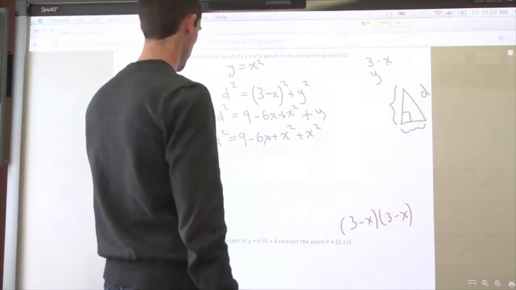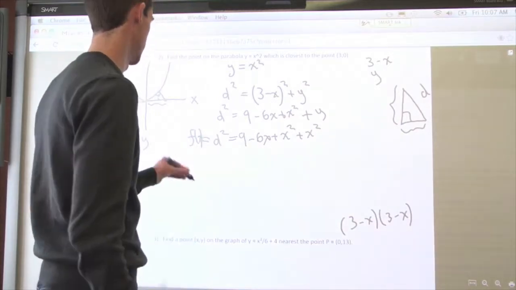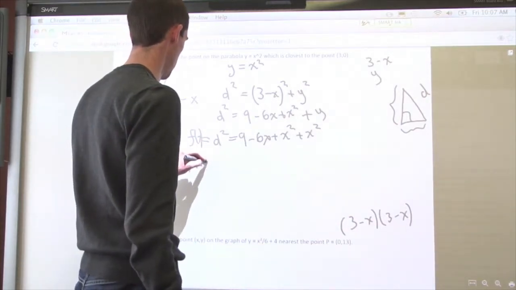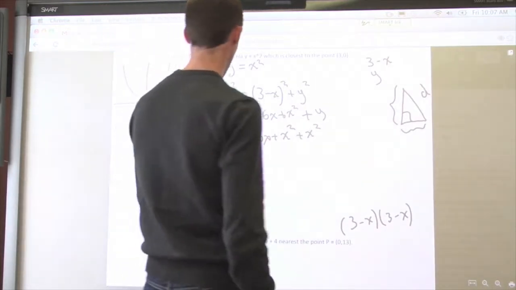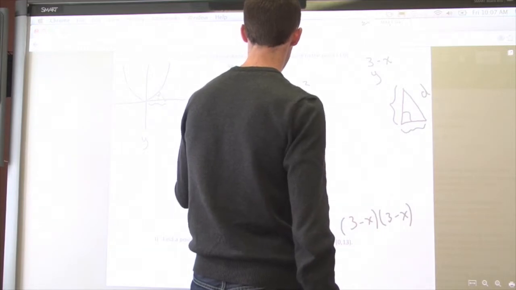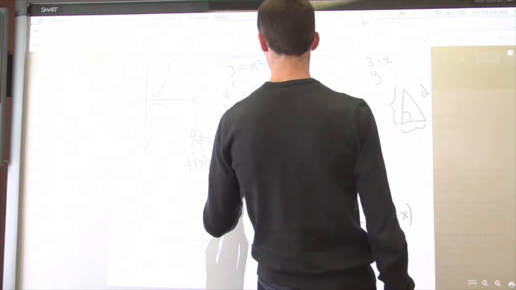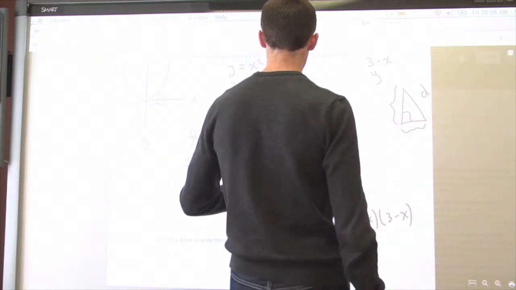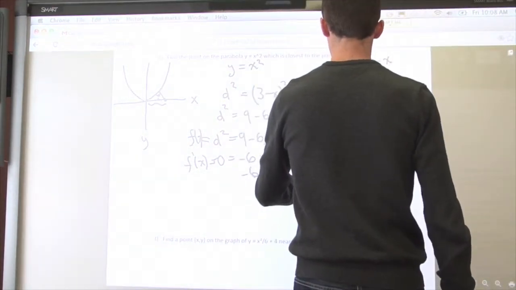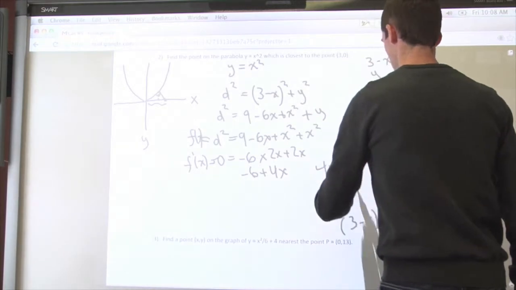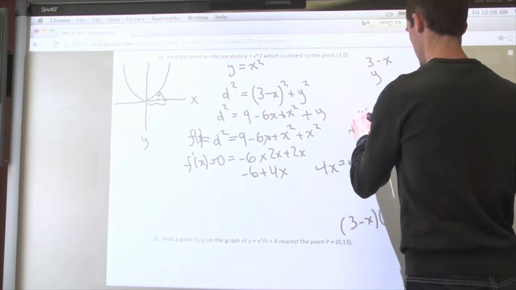So now that we've got the d squared, this is basically our f of x. And we want to minimize this, so we want to set the derivative equal to 0. So when we go ahead and do that, the derivative is going to be negative 6 plus 2x plus 2x. So negative 6 plus 4x. So when you add the 6 over, we see that 4x is equal to positive 6. So x is going to have to be 6/4.